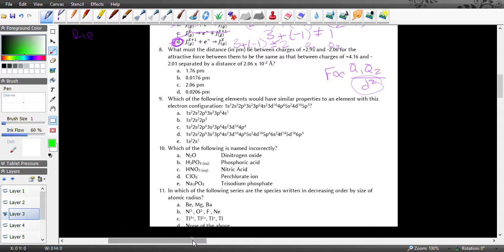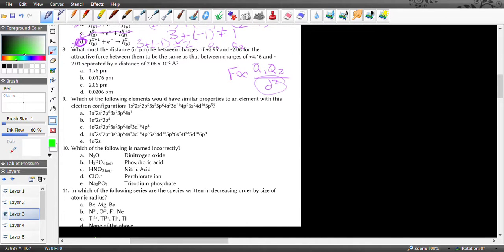So if we're talking about the same as, we know that Q1 Q2 over D1 squared, with distance 1 being what we're going to be solving for, is going to be equal to Q3 Q4 over D2 squared. Now in this, we're given a distance. This is Q3, and this is Q4. We'll use those as Q1 and Q2.